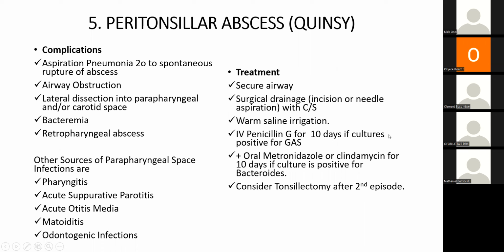So you can do your penicillin antibiotics, because it is very sensitive to streptococcus as well as S. pyogenes and then Staph aureus. And you can also add metronidazole or clindamycin to it, especially when the culture and sensitivity is positive for bacteroides, one of those anaerobes. And one can consider a tonsillectomy after a second episode of a peritonsillar abscess. So once a second episode of a peritonsillar abscess is diagnosed, we can do a tonsillectomy.